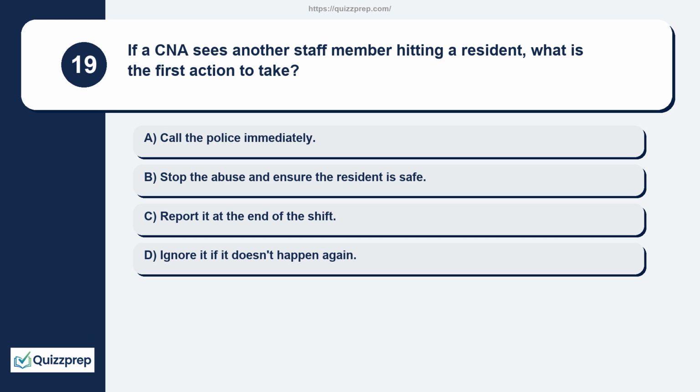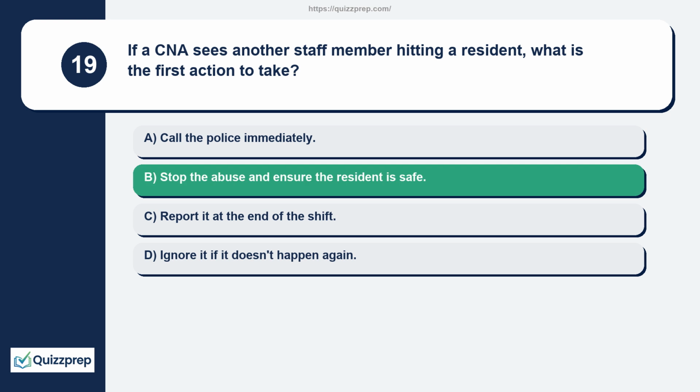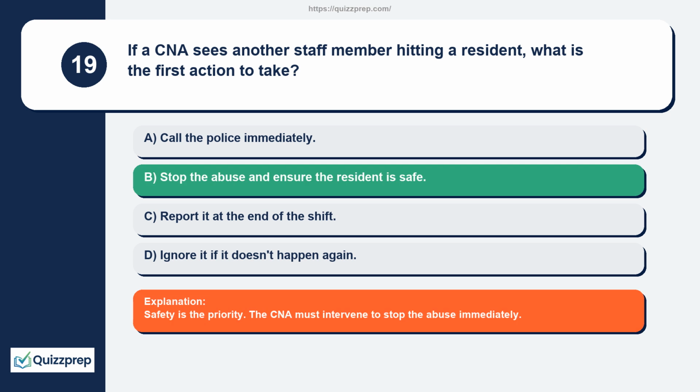Question 19. If a CNA sees another staff member hitting a resident, what is the first action to take? Call the police immediately, stop the abuse and ensure the resident is safe. Report it at the end of the shift. Ignore it if it doesn't happen again. Safety is the priority. The CNA must intervene to stop the abuse immediately.